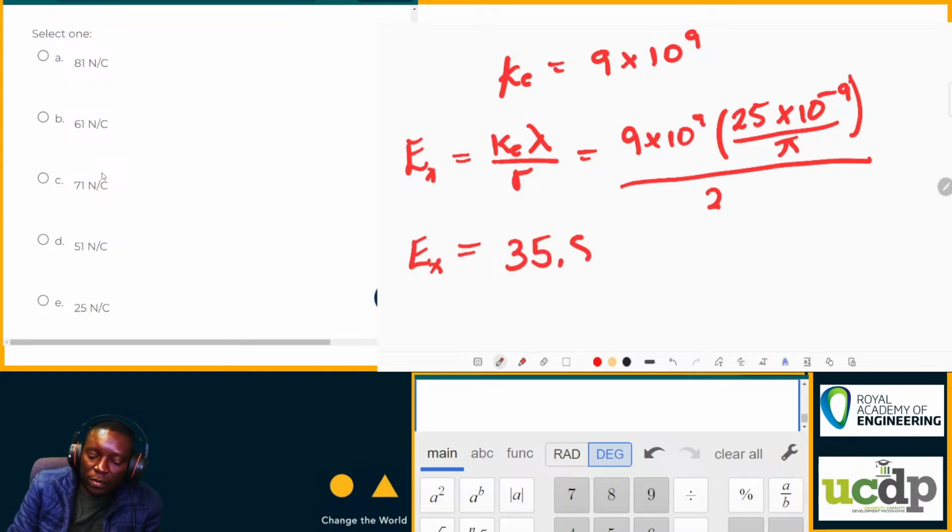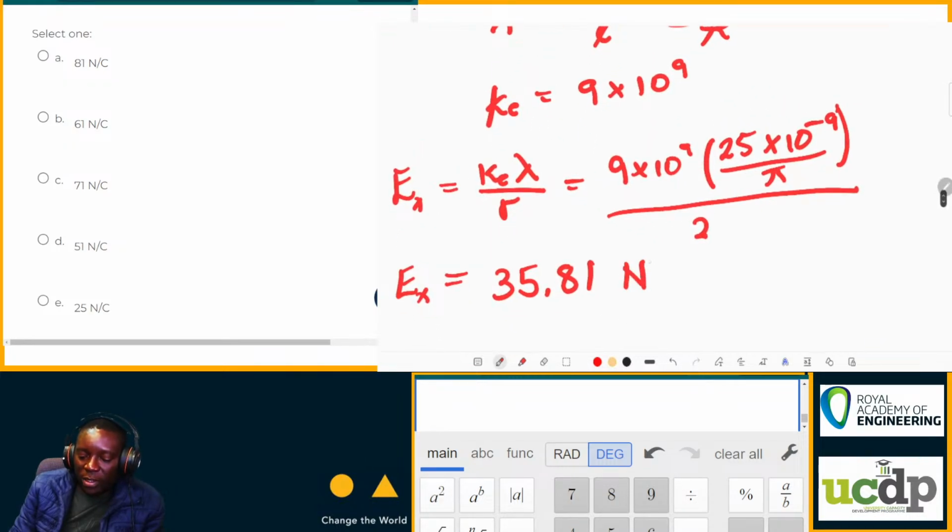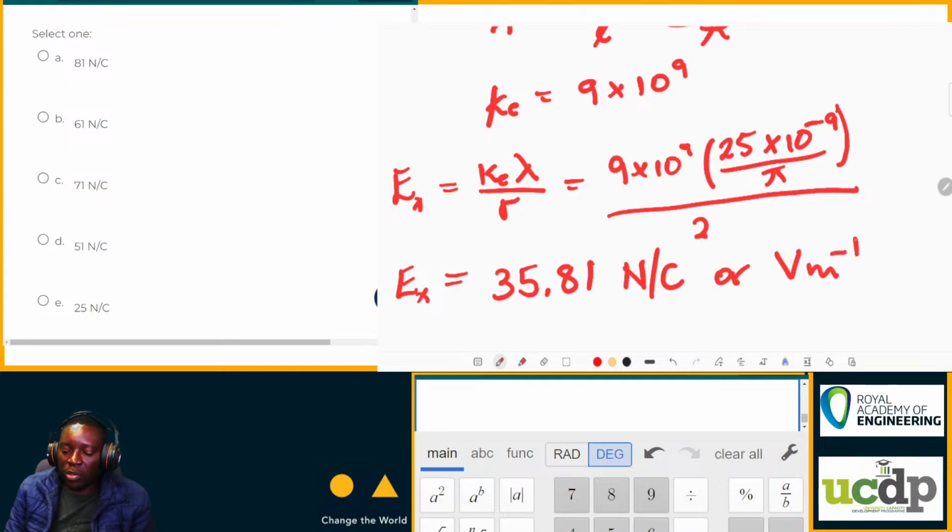35.81. And what's your unit? What will be your unit? Will it be Newton per coulomb? Very good, Newton per coulomb. So it is important not to leave out the unit. It's force per charge, so that would be Newton per coulomb. Or you can use the volt per meter. It's still acceptable. 1 Newton per coulomb and 1 volt per meter are the same.